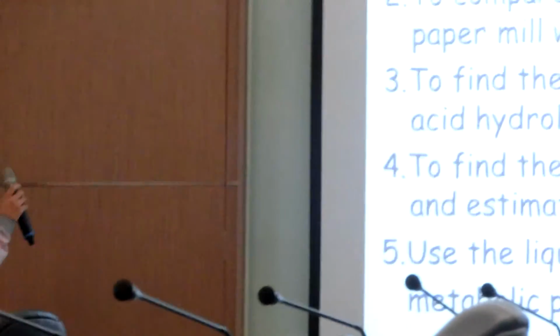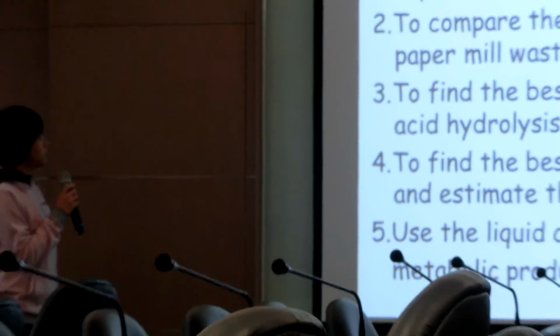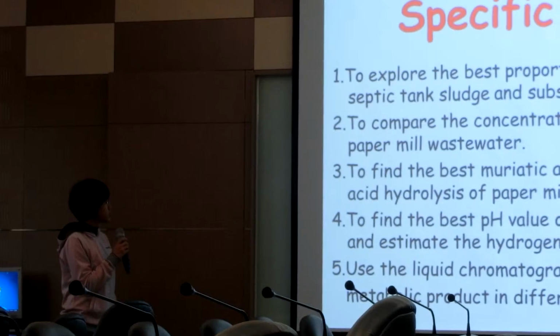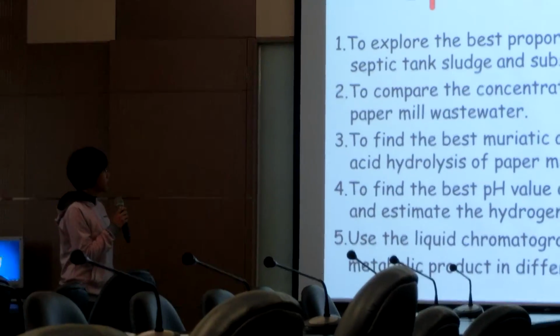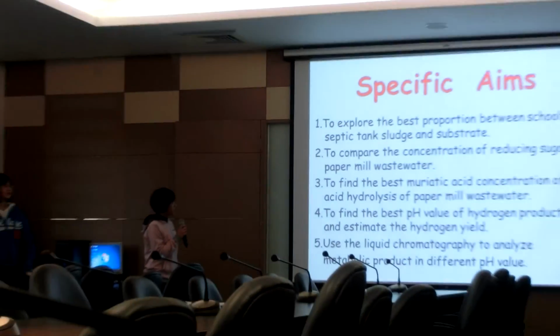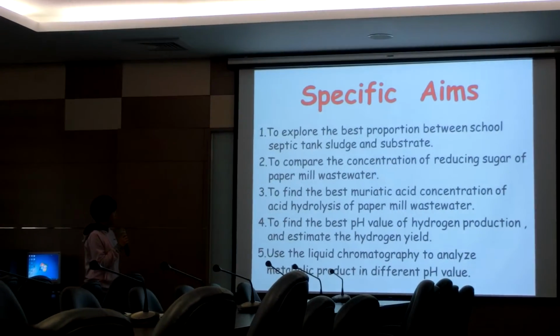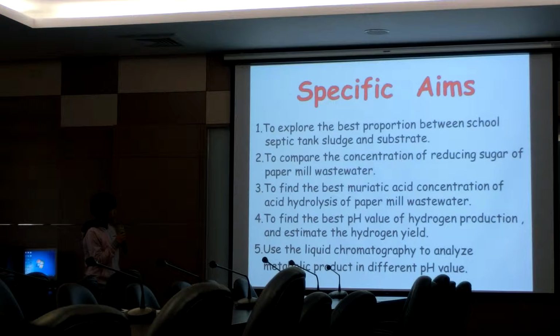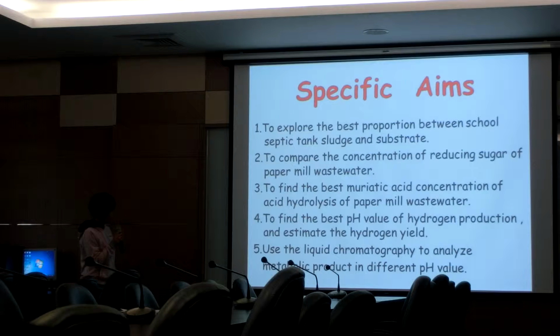And these are our specific aims. One, to explore the best proportion between stored phase sludge and substrate. Two, to compare the concentration of reducing sugar of paper mill wastewater. Three, to find the best muriatic acid concentration of acid hydrolysis of paper mill wastewater. Four, to find the best pH value of hydrogen production and estimate the hydrogen yield. Five, use liquid chromatography to analyze metabolic product in different pH values.